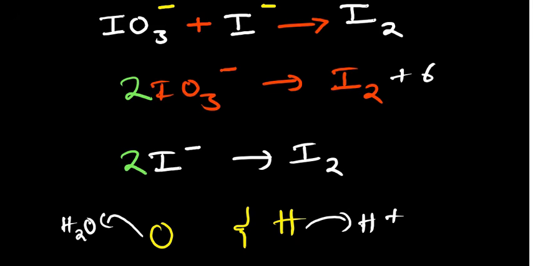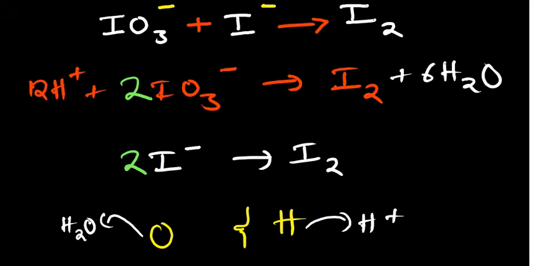Now, the moment you introduce water molecules, which are used to balance oxygen atoms, we also need to balance the hydrogen atoms introduced by the water molecules. How many are they? 6 times 2, they are 12. We have to add hydrogen ions on our left hand side, so add 12 hydrogen ions.